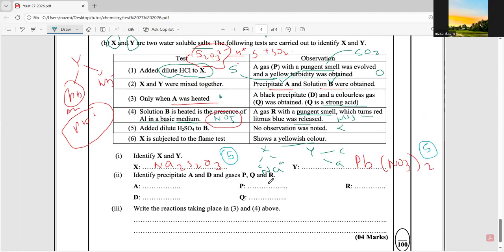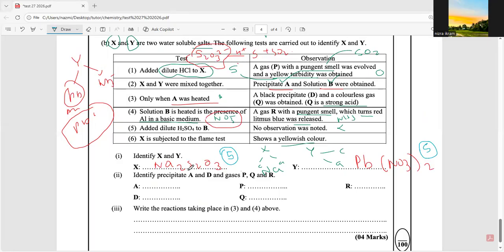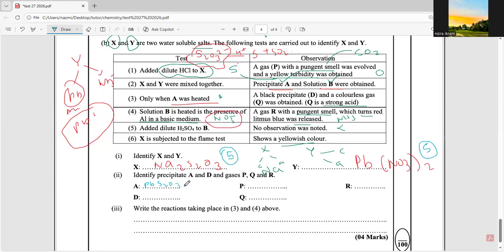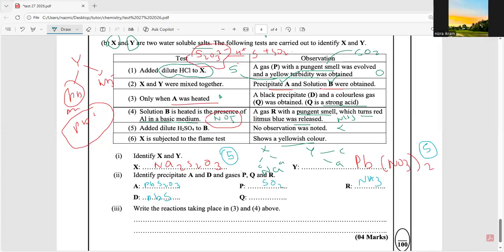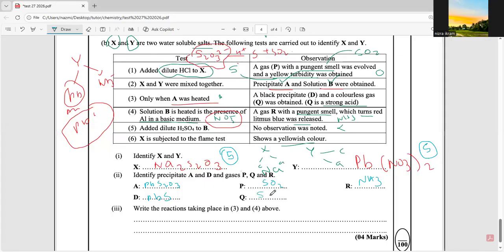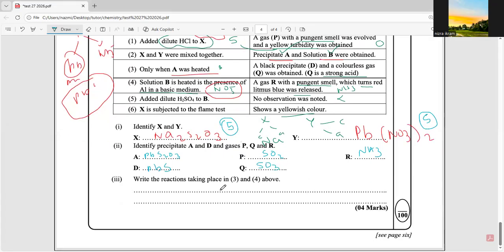Now you have to identify the rest of the things. What is A? A is lead thiosulfate. Then P is sulfur dioxide. R, ammonia, a pungent smell gas. D, lead sulfide. Then Q, colorless gas, that is sulfur trioxide. So that is when lead thiosulfate is heated, okay?